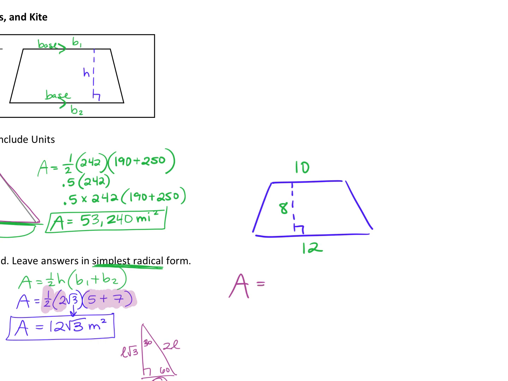Set that up in the formula. Label your parts. What's B1, what's B2, what's H? Actually, is it 4 times 22? You can look at it that way, yeah. Times 8. So what do you get?